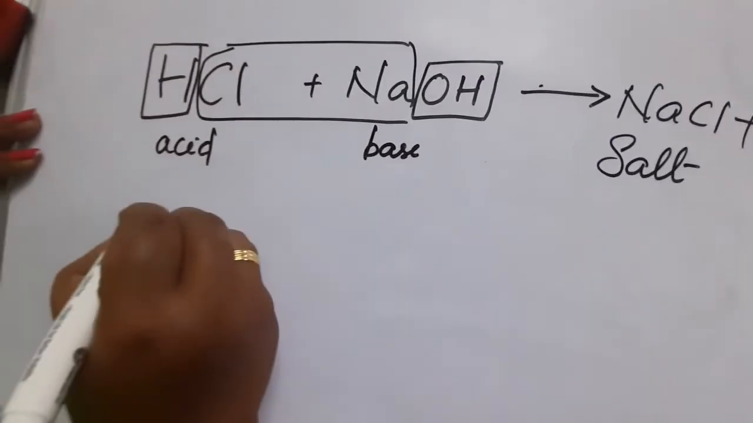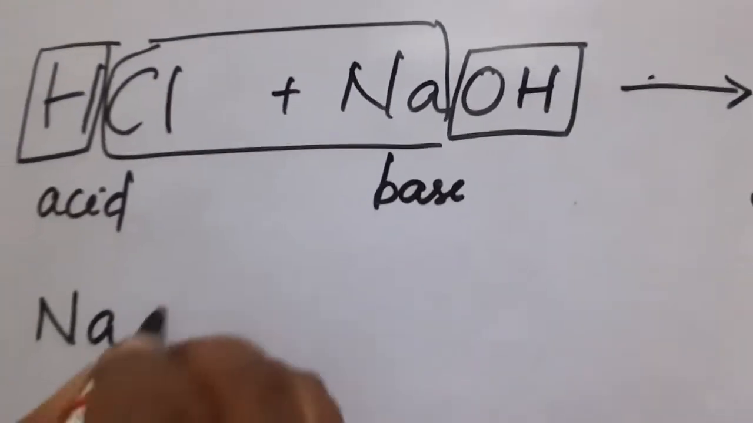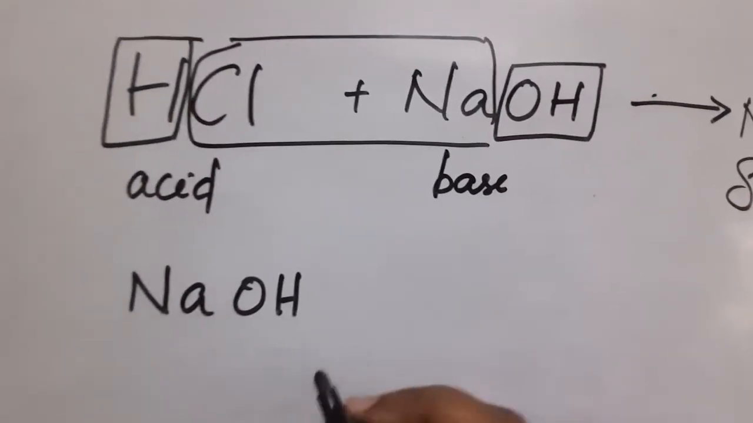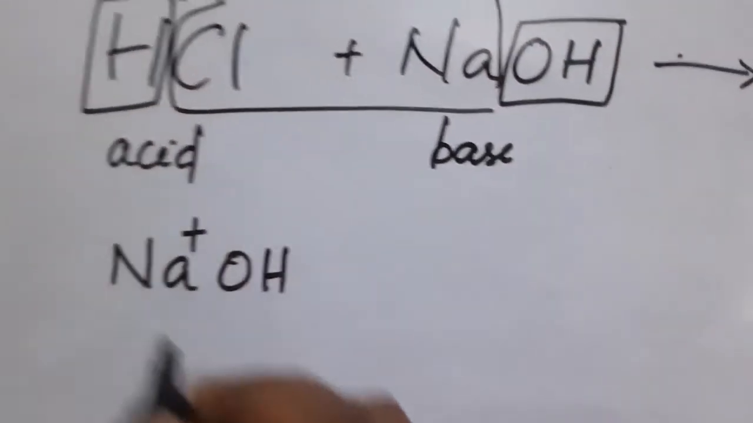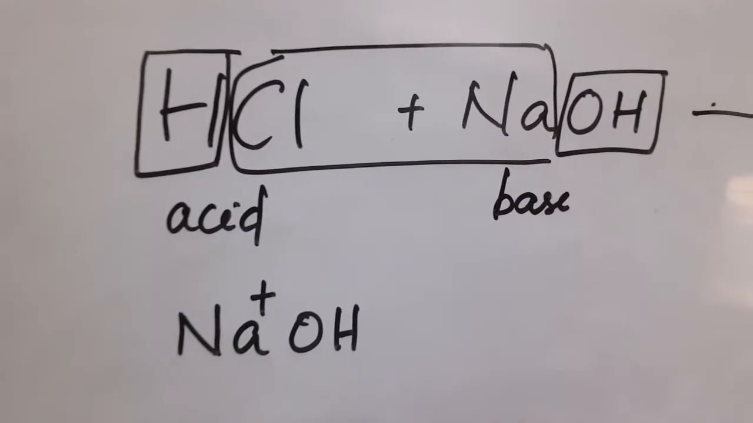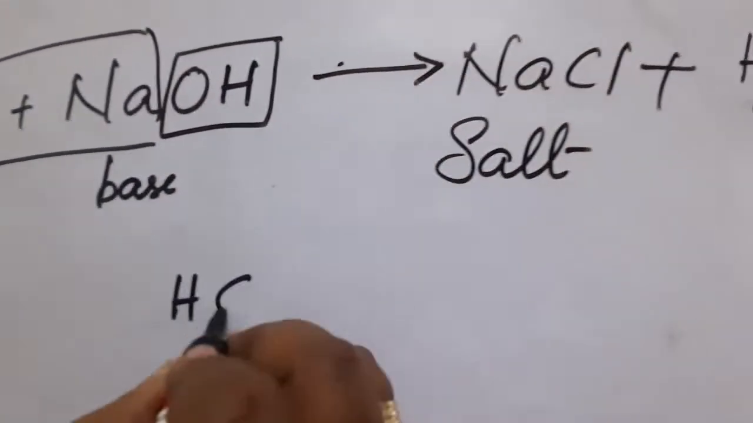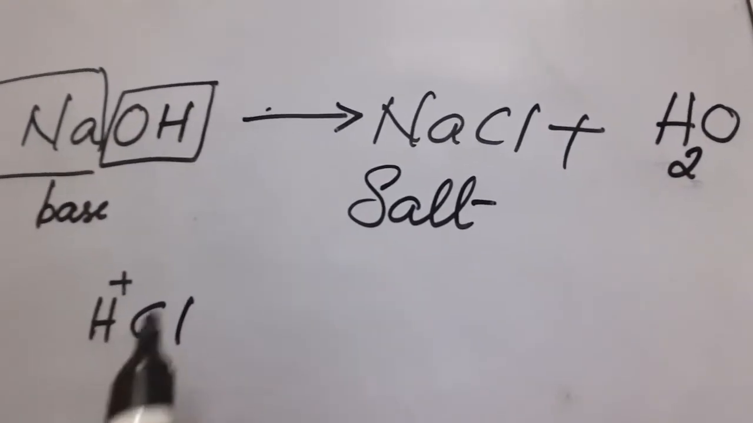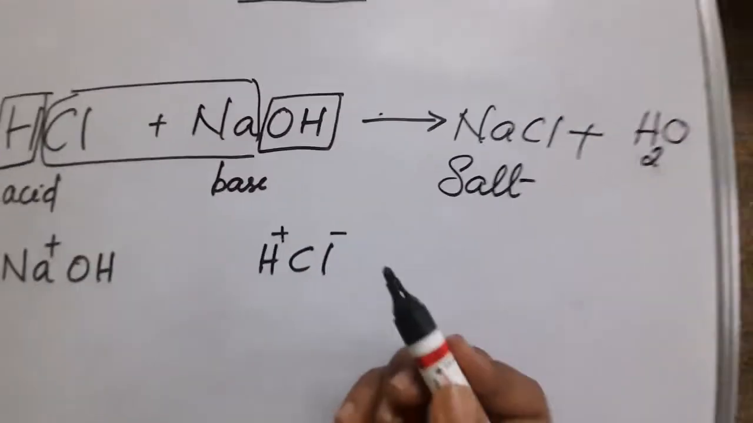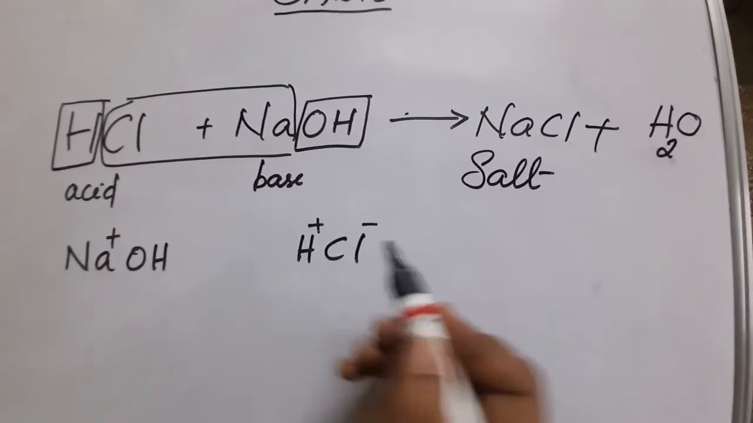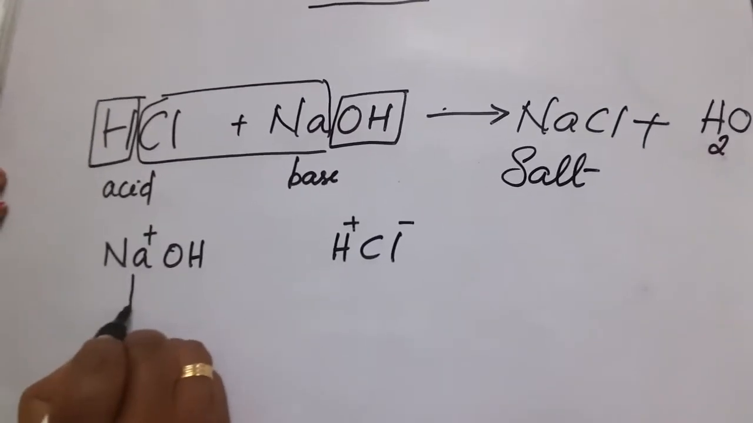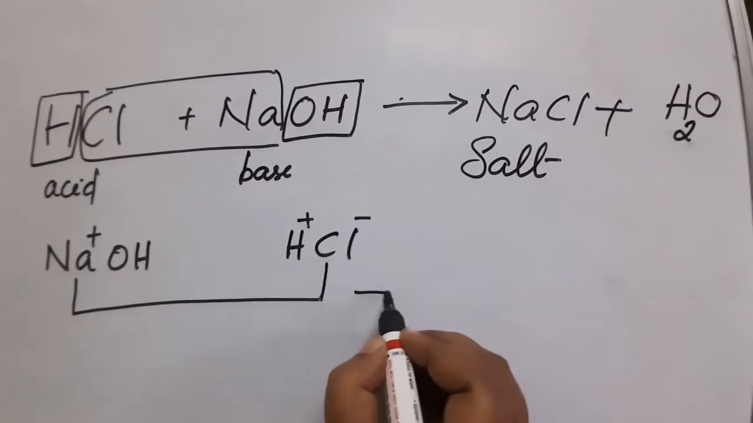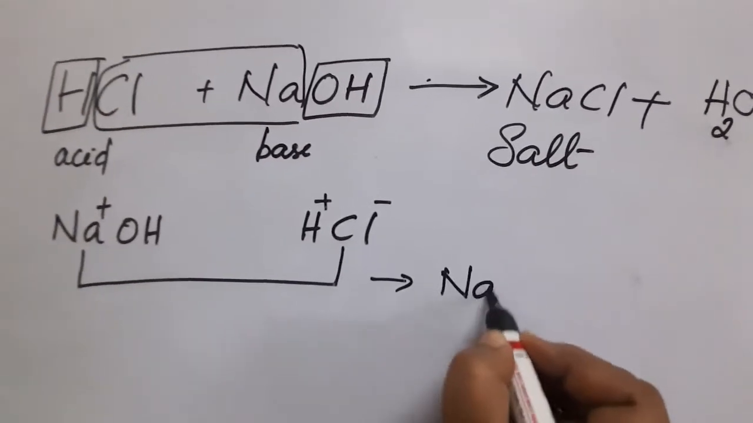Now, in sodium hydroxide, which is the positive ion? Sodium is the positive ion. In hydrochloric acid, which is the positive ion and negative ion? Hydrogen ion is a positive ion and chlorine is a negative ion. So this positive ion, sodium, and the negative ion, chlorine, combine to give us NaCl.